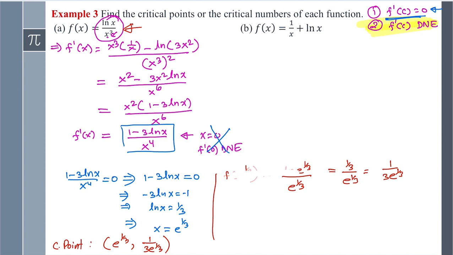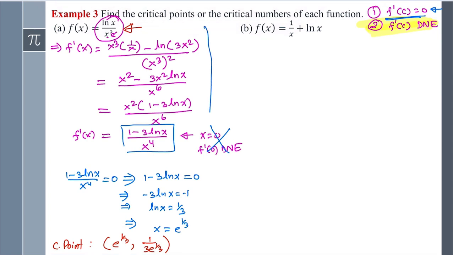Let me erase this part so that we can do the next question. So now let's look at the second question that we have. The first thing that we are going to do here is again find the derivative. The derivative of 1 over x is negative 1 over x squared, and the derivative of natural log of x is 1 over x.